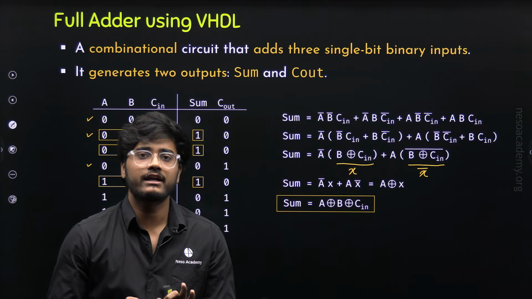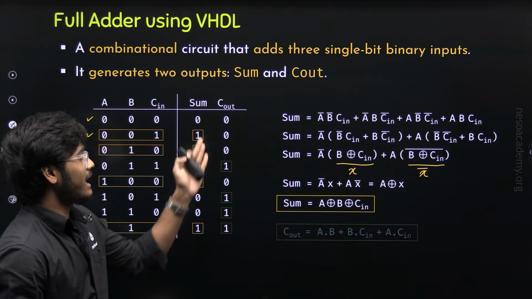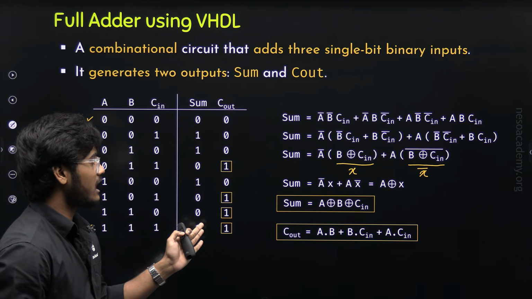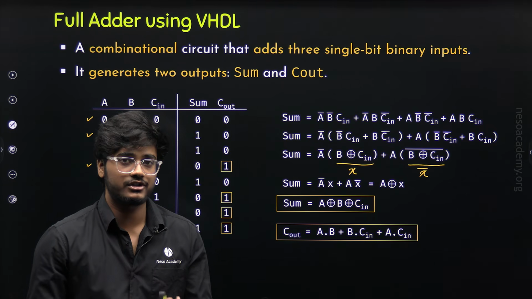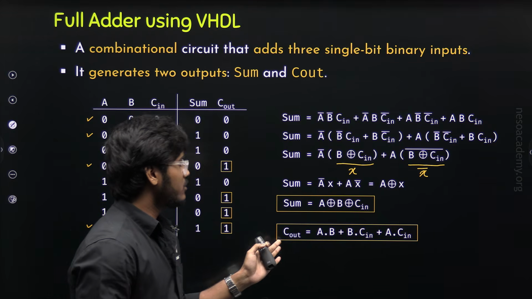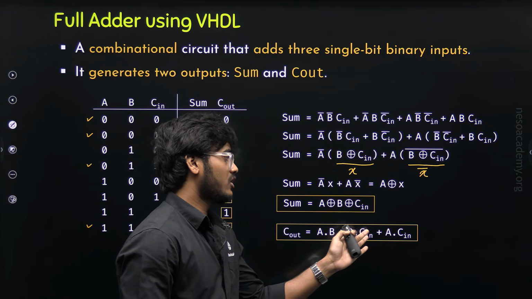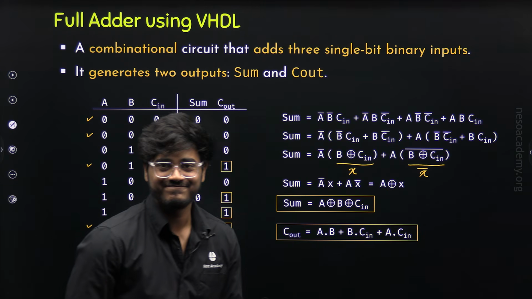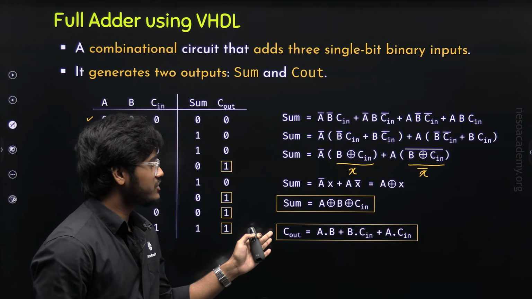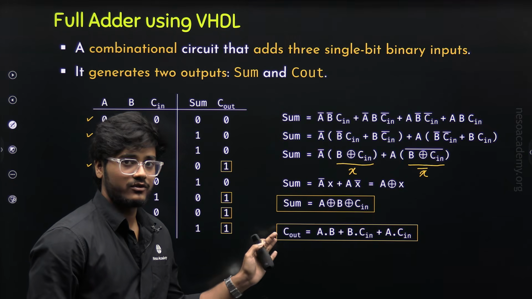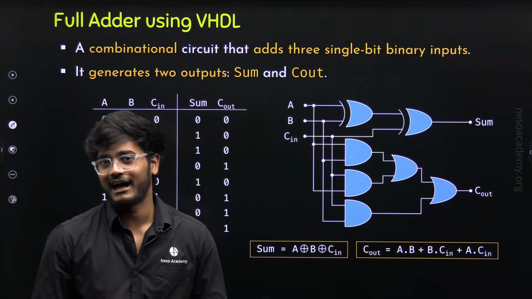And similarly, we can find the Boolean expression for the output carry by considering the rows where Cout is equal to 1. And after simplifying the Boolean expression, we will get Cout as A and B, or B and Cin, or A and Cin. Now, we have derived the Boolean expressions for sum and Cout, which means now we can construct the logic diagram for the full adder.